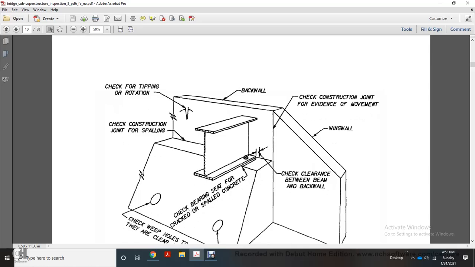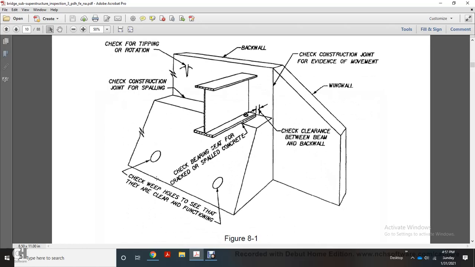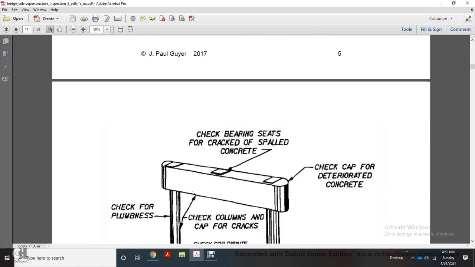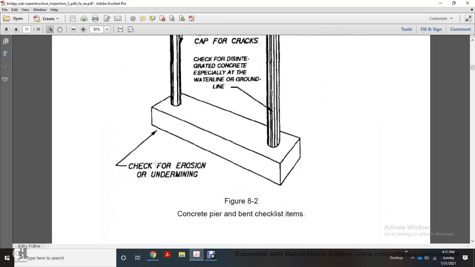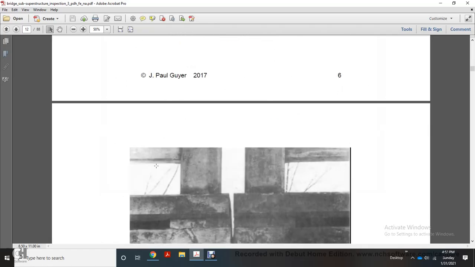Check bearing seat for cracked or spalled concrete. Check weep holes to see that they are clear and function. Check bearing seat for cracked or spalled concrete. Check cap for deteriorated concrete. Check for plumbness. Check columns and cap for cracks. Check for disintegrated concrete, especially at the waterline and ground line. Check for erosion and undermining.